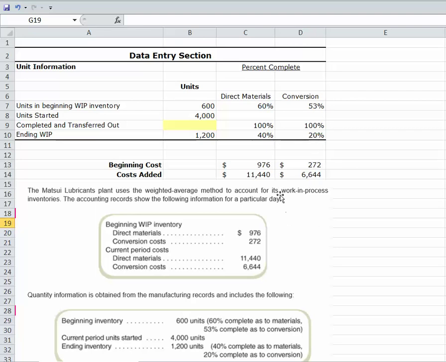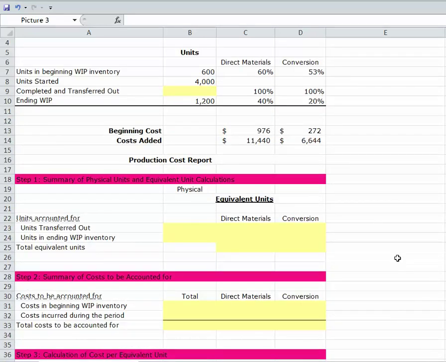In terms of our costs, our beginning cost for direct materials and conversion cost are the 976 and the 272, and then we added 11,440 for direct materials and 6,644 for conversion costs. Let's go ahead now and prepare our production report. First, let's pick up our equivalent units.